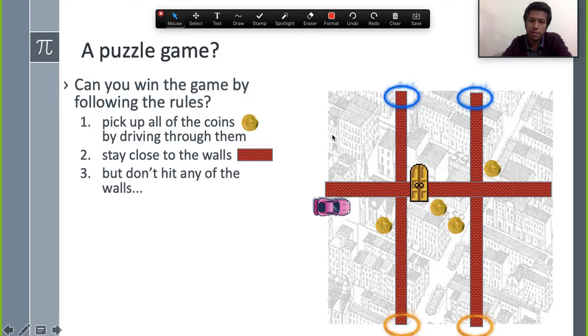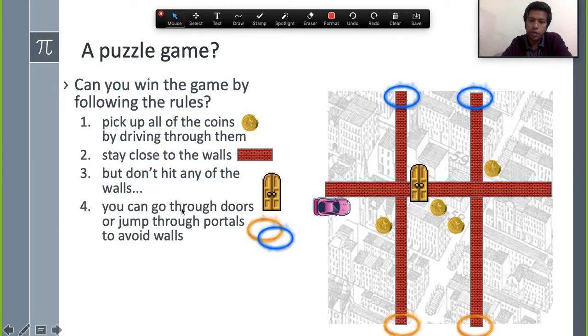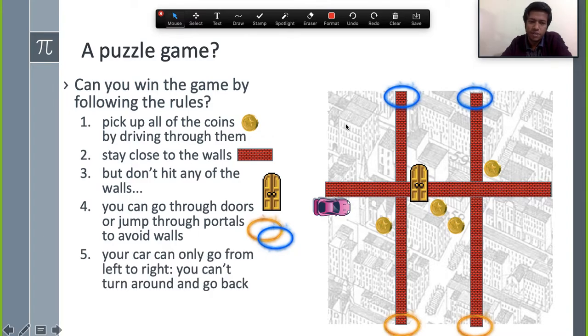That is the condition. But don't hit any of the walls. You cannot hit any of the walls. You can go through the doors or jump through the portals to avoid the walls. So let's say there is a portal here, so you can just come here and teleport. You can come back to this box from here to here through this and this. So these are portals. Or you can go through the doors also if there are some doors in between. The car can go only from left to right, from this direction to this direction. So these are the conditions.